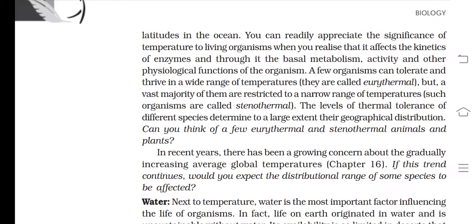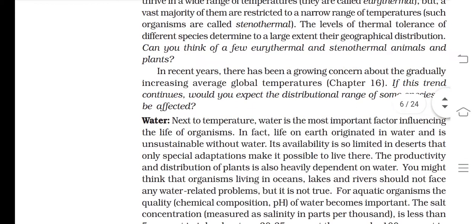And in the last point we can say that because of the constantly increasing temperature, nowadays there is one global issue which is known as global warming. Okay, you will learn about global warming in chapter number 16 in depth, but we can say that global warming is one type of global or worldwide issue. Okay, so these are all the points about the temperature.